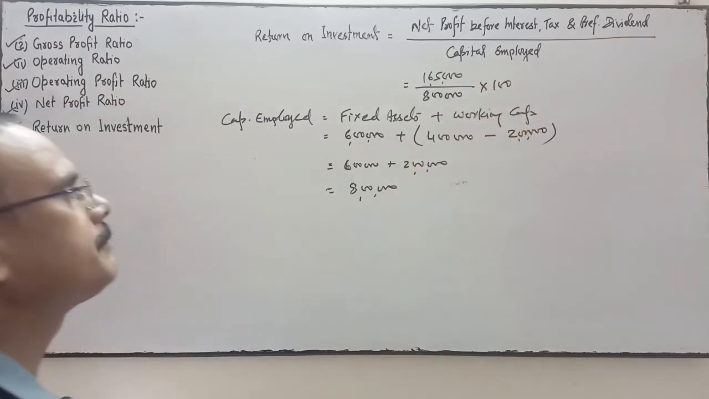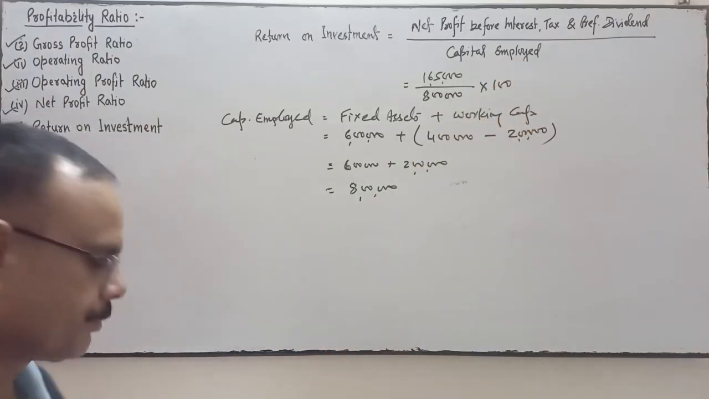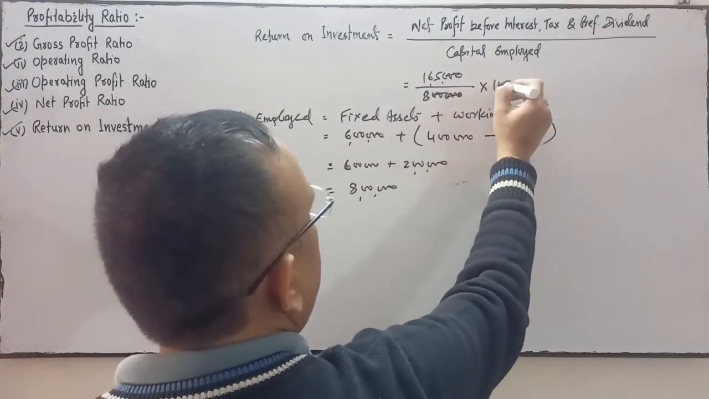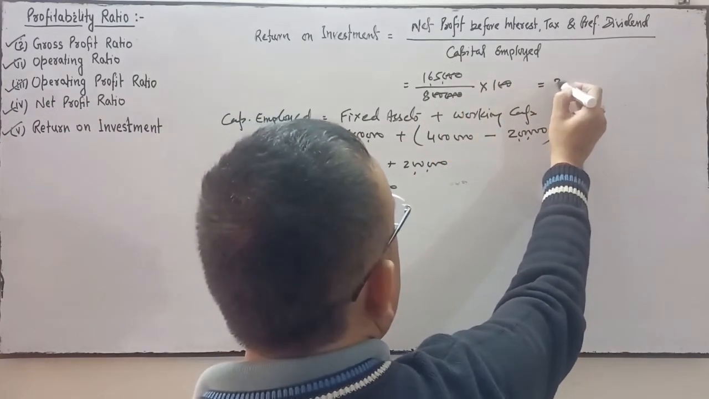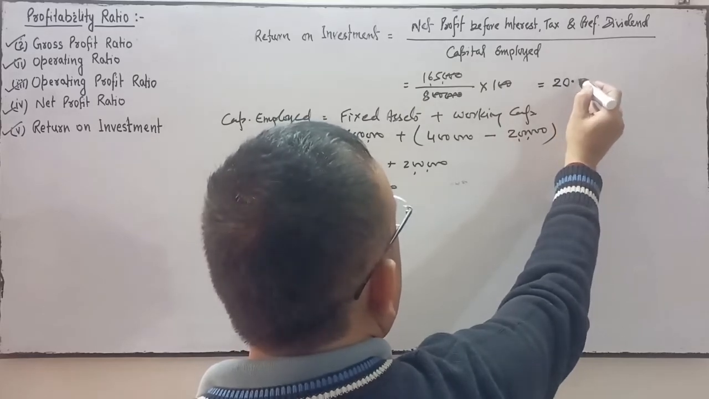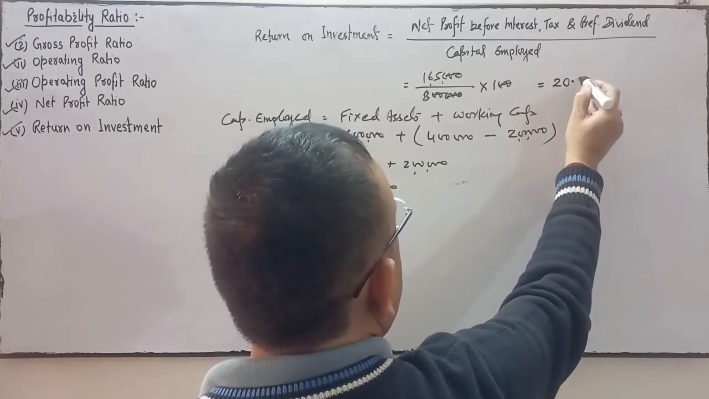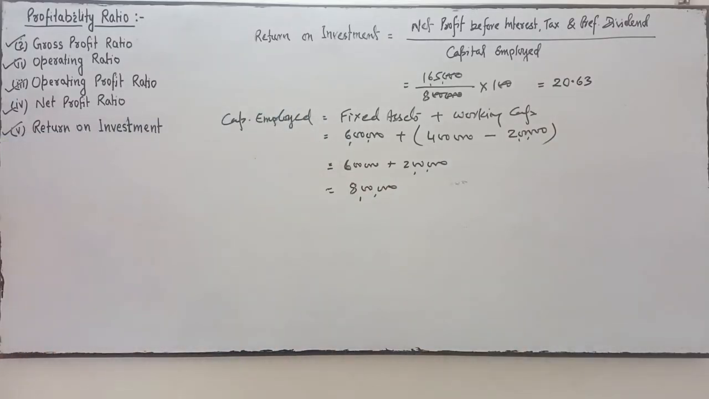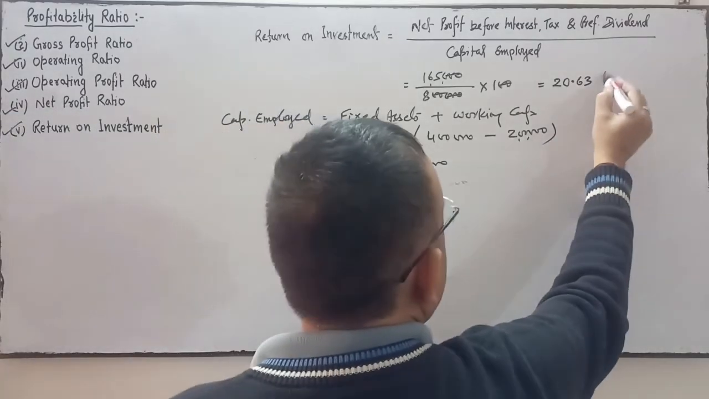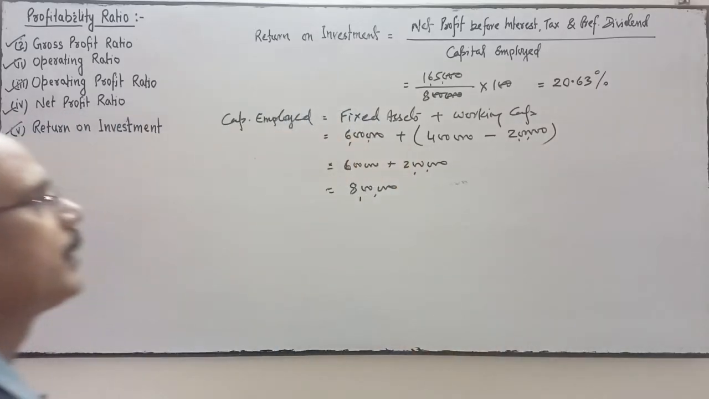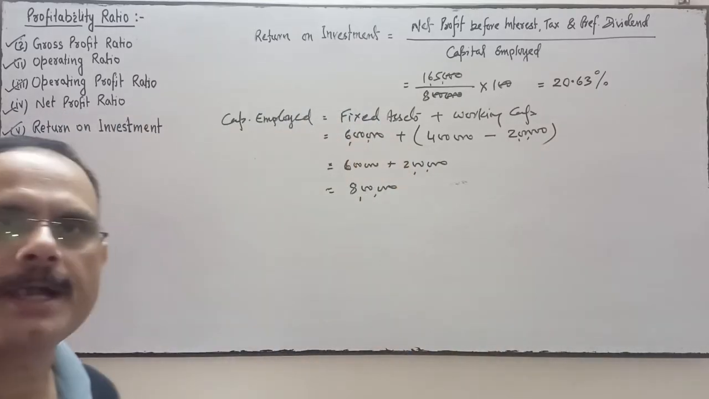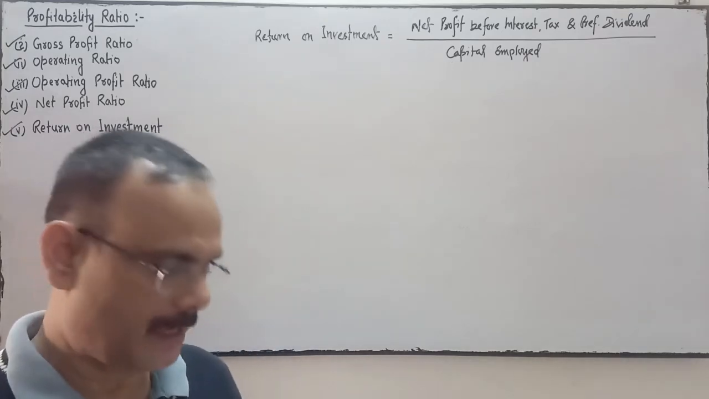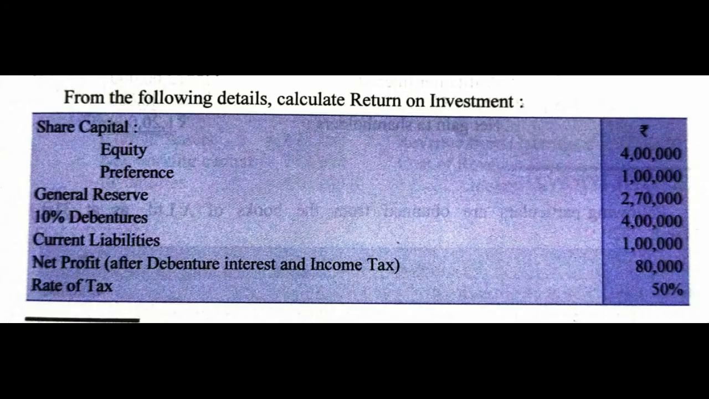Now 1,65,000 upon 8 lakh into 100. If you divide it, it is 20.63%. So ROI is 20.63%. Now see the next question based on ROI, return on investment.